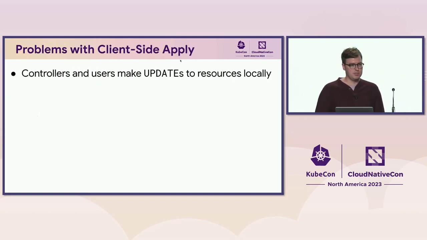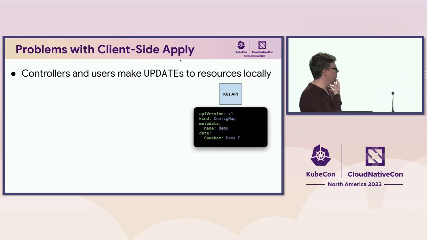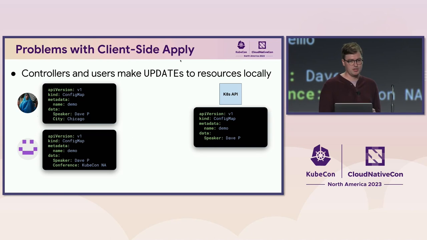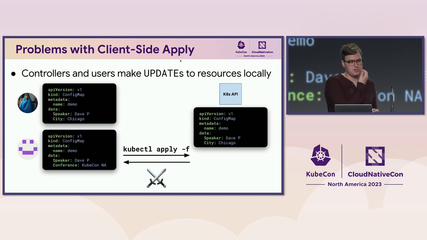So client-side update is essentially what most controllers are doing. Also, when you do kubectl apply, it's the default way of applying resources to a server. An example of the problem is, let's say we have a config map on the API server, and we have two people trying to update it. The first application, let's say that's me, will update it. And then subsequently, another person doing an update potentially can cause a conflict if they have resource version set and so forth.